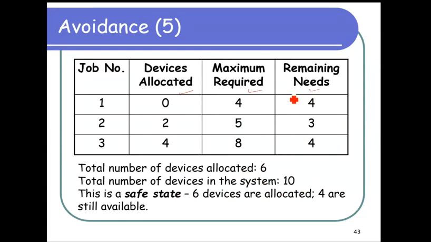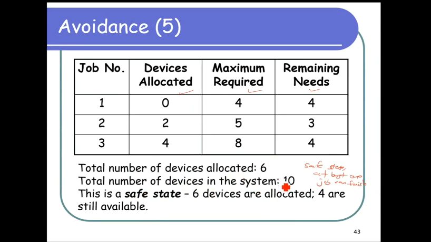So in a safe state, at least one job can finish. All right. So the total number of devices allocated is 6. This is the same as case 1 of the banker's algorithm. The number of devices in the system is 10. So in the safe state, 6 are allocated and 4 are still available.